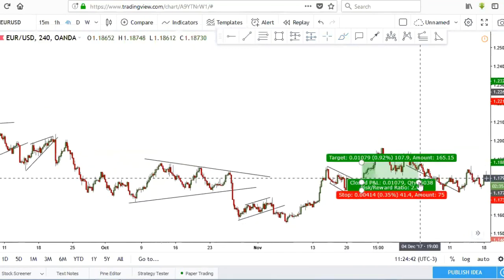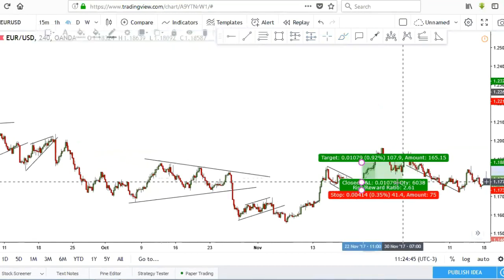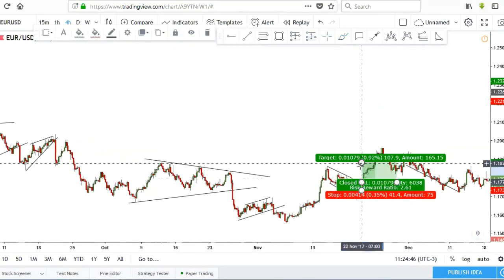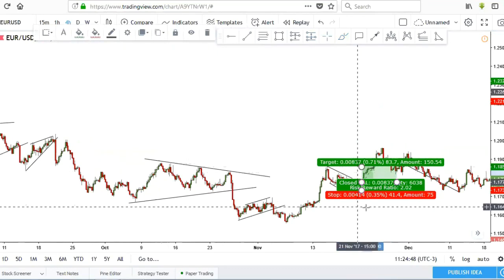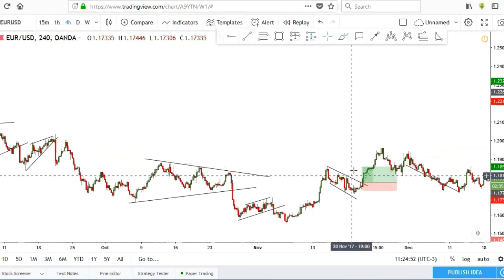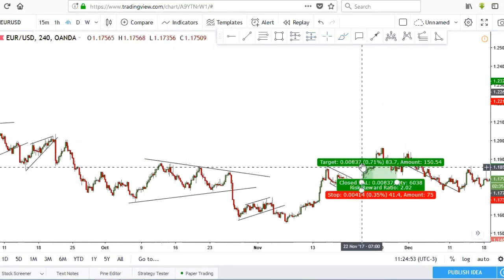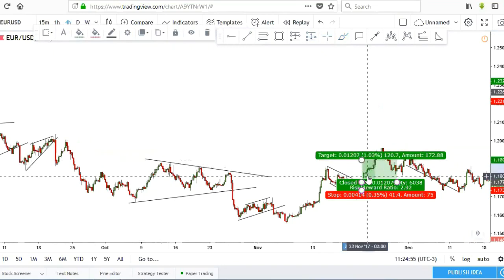45 pip. Because I told you from backtesting, it allows us to utilize 45 pip. So you can see it hit target. Even though it could have gone up, I don't know, but yeah, it hit target. You could have seen that.